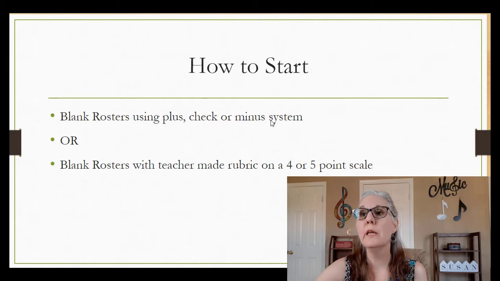Or you can take your blank roster and you can make a teacher-made rubric on a 4 or 5 point scale. This is harder to do because you do have to take the time to write out the rubric and to line it up with the objectives. Using the blank roster with the plus, check, or minus system is very quick and easy to do to get yourself started.